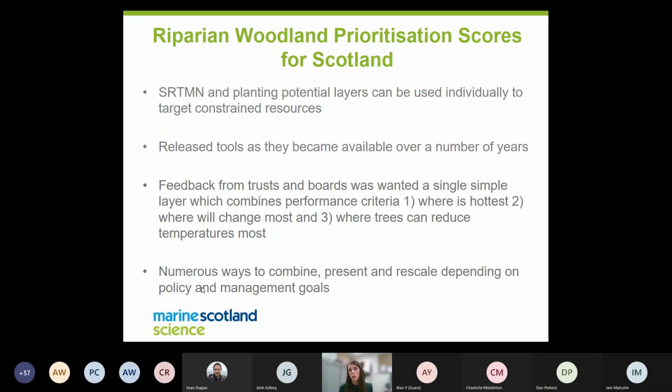Now, there's numerous ways in which you could choose to combine these different layers and choose to present them and scale them, depending on what your specific objectives are. So what we're going to do now is just walk through the decisions that we've made and the tools that we've made available that we think are going to be useful for you making decisions on the ground.